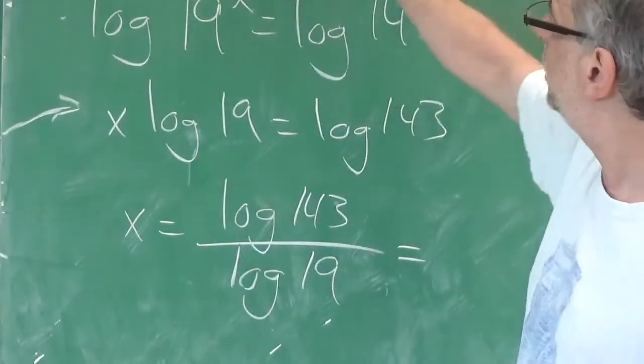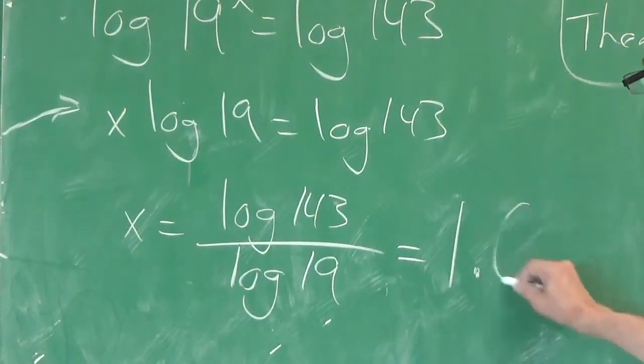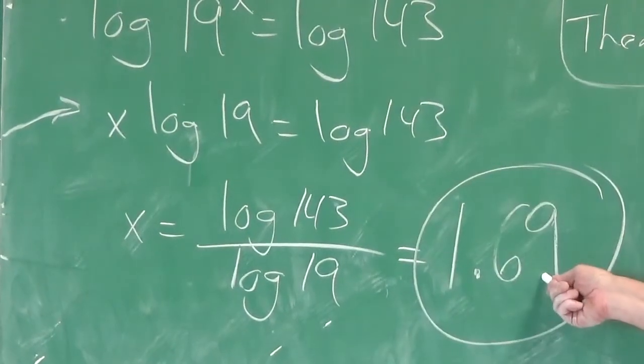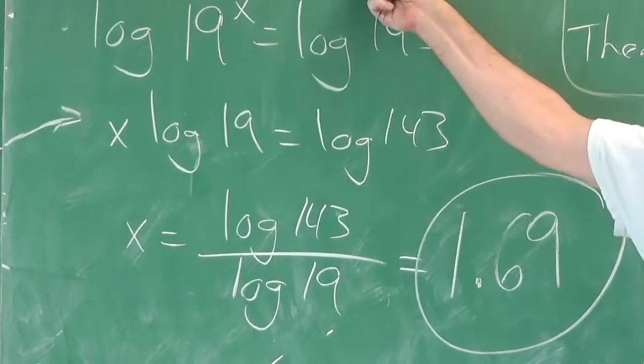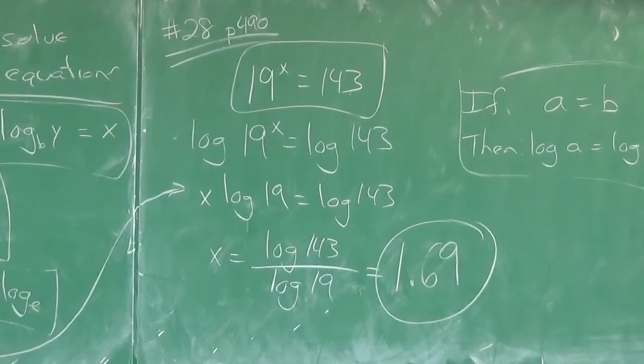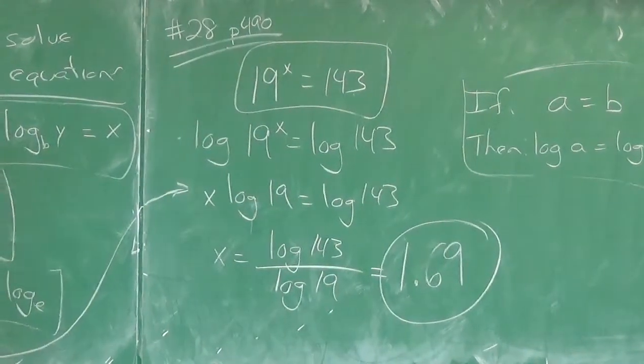Once you get the answer, you plug it back in here and make sure that it gives you a correct answer. Again, we should get an answer here somewhere between 1 and 2. 1.69. Okay, so then if you raise 19 to that number, depending on if we round it at all, you'll get something very close to 143. All right. So that is an example of using logs to solve an exponential equation.